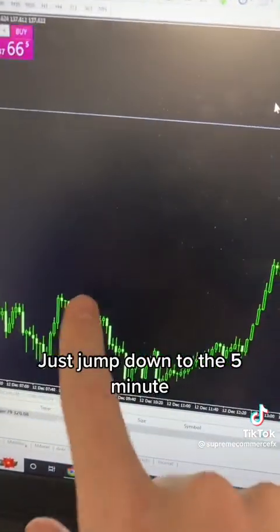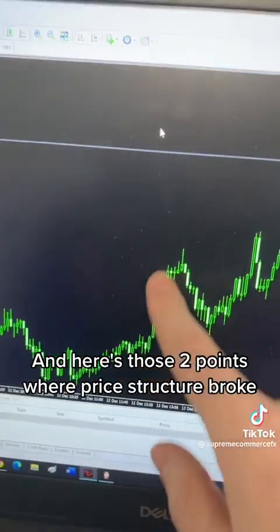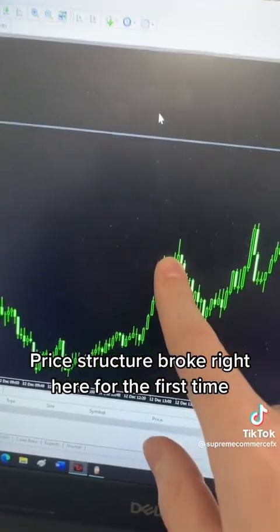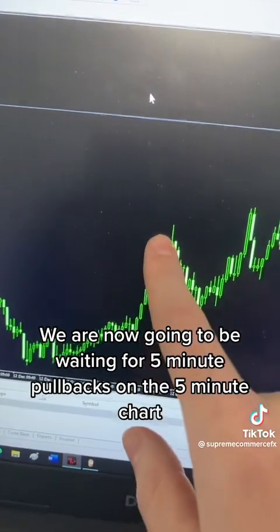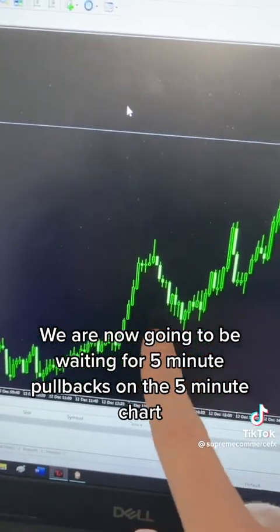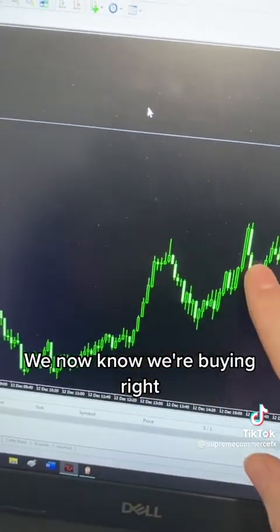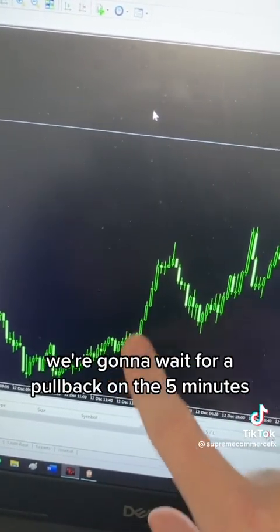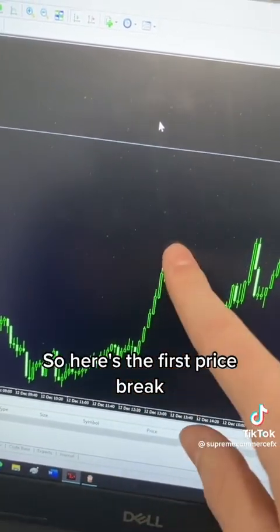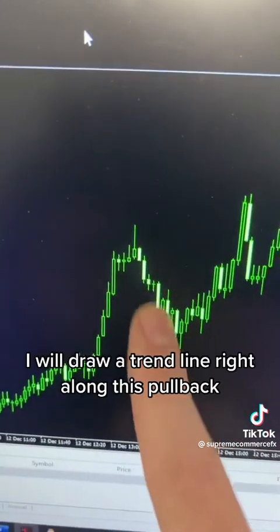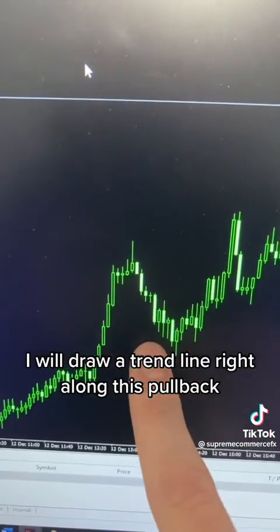Just jump down to the 5-minute, and here's those 2 points where price structure broke. Price structure broke right here for the first time. We are now going to be waiting for 5-minute pullbacks on the 5-minute chart. We now know we're buying, right? So as we're buying, we're going to wait for a pullback on the 5-minute. So here's the first price break. Here's the first pullback.